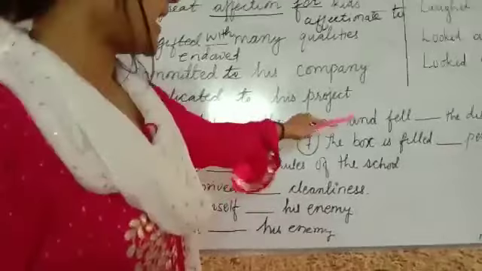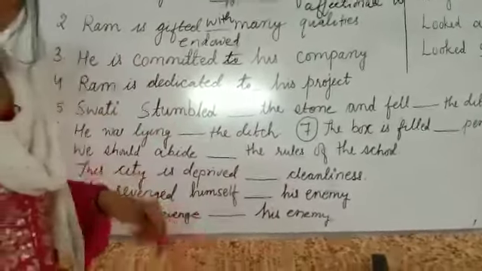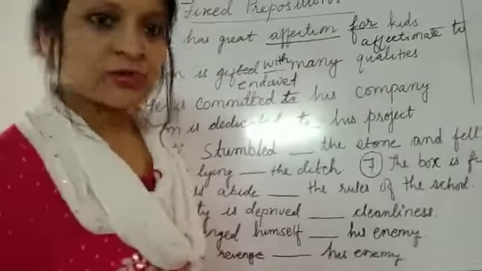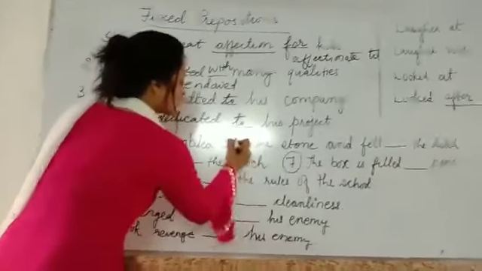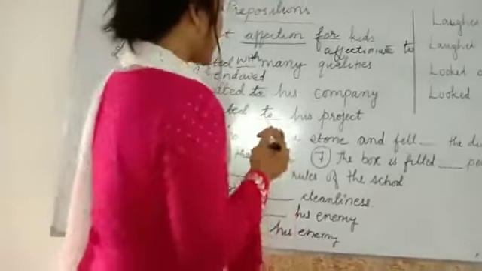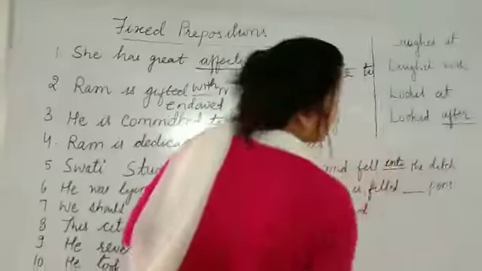the stone and fell the ditch. Stumbled means अचानक हम चलते हैं, पत्थर से टकराते हैं, ठोकर लगती है और गिरने लगते हैं. ओके, सो स्वाति स्टम्बल्ड एट द स्टोन. एक पॉइंट ऑफ प्लेस होती है स्टोन की जहां से हमें ठोकर लगती है, एंड देन फेल into the ditch.